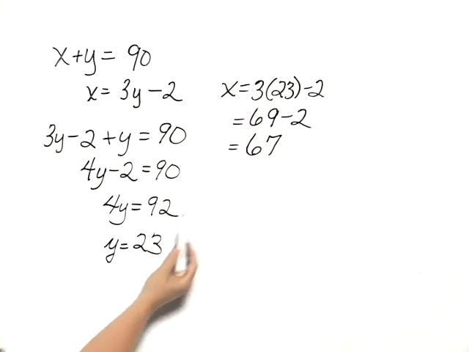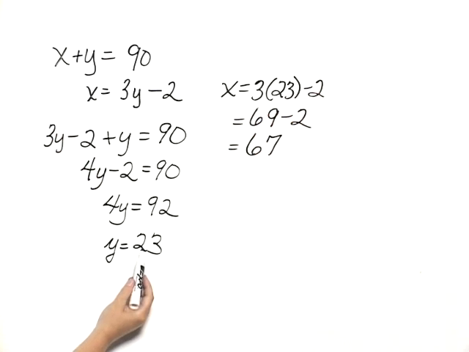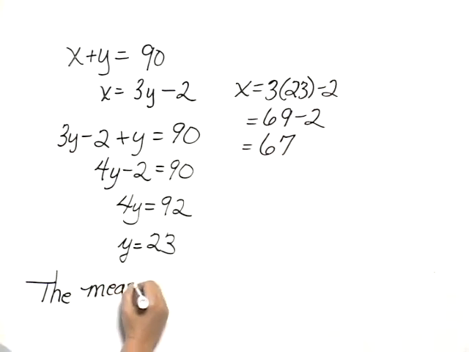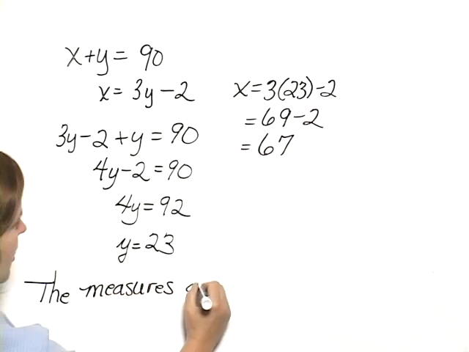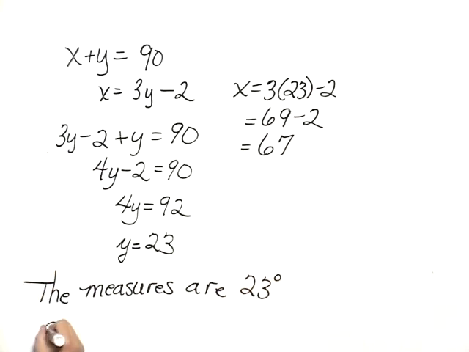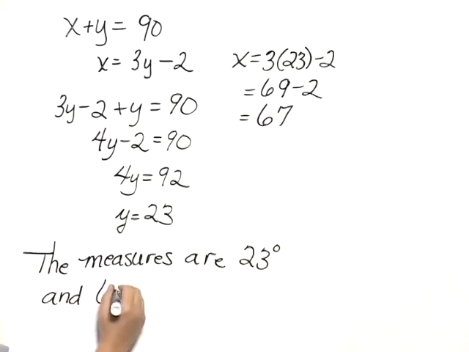First of all, 23 plus 67 is 90, so those would be complementary angles. And second, we need to say, is one of the angles 2 less than 3 times the other? Well, 3 times this is 69, minus 2 is 67, so it does check. And we could state then, as a final step, that the measures of the angles are 23 degrees and 67 degrees.